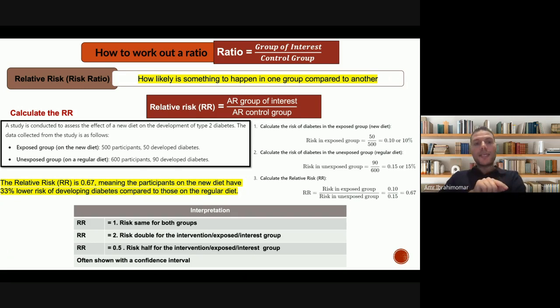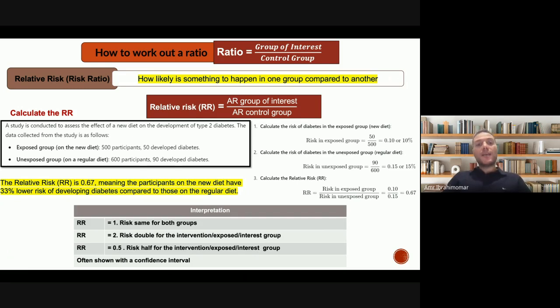So the relative risk, if you have relative risk equal to 1, what does that mean? That means your intervention is useless. There is no difference between both of them. The new diet is the same as the old diet. Your medication is doing nothing if the relative risk is equal to 1.